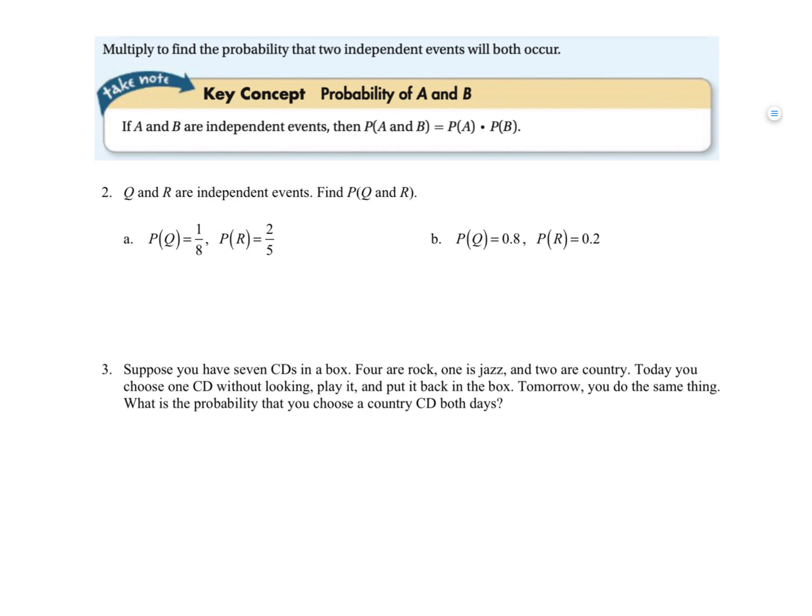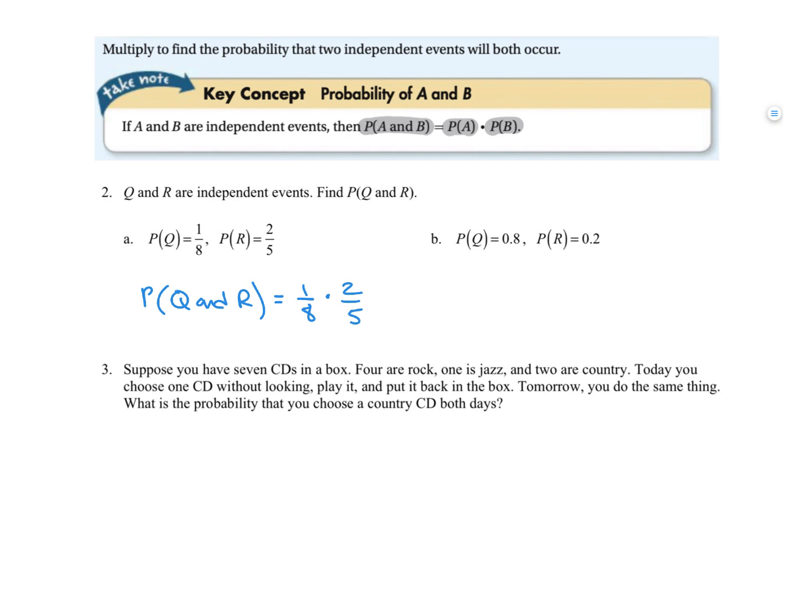Now we're going to find the probability that two independent events will both occur. If A and B are independent events, then the probability of A and B is the probability of A times the probability of B. Looking at this first example, Q and R are independent events. Find the probability of Q and R, given the probability of Q and the probability of R. So the probability of Q and R will be, we just multiply those probabilities together. 1 over 8 times 2 over 5.